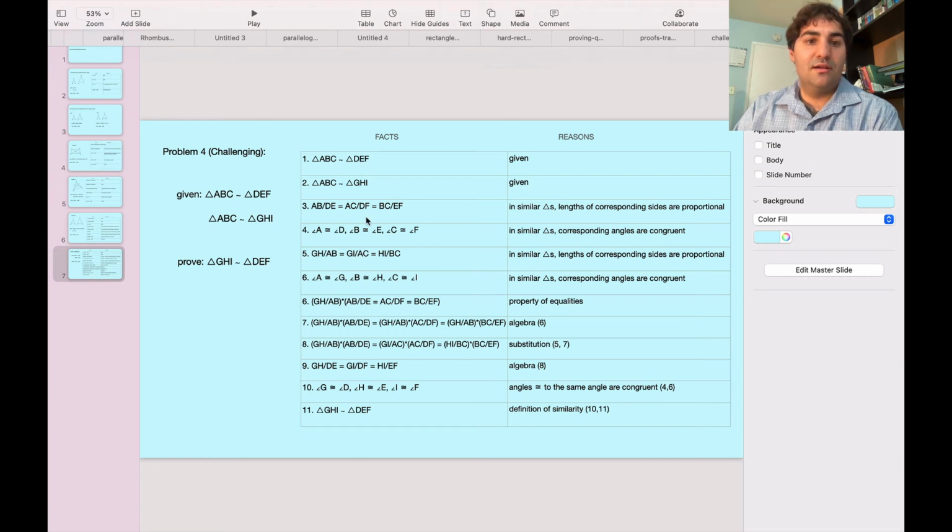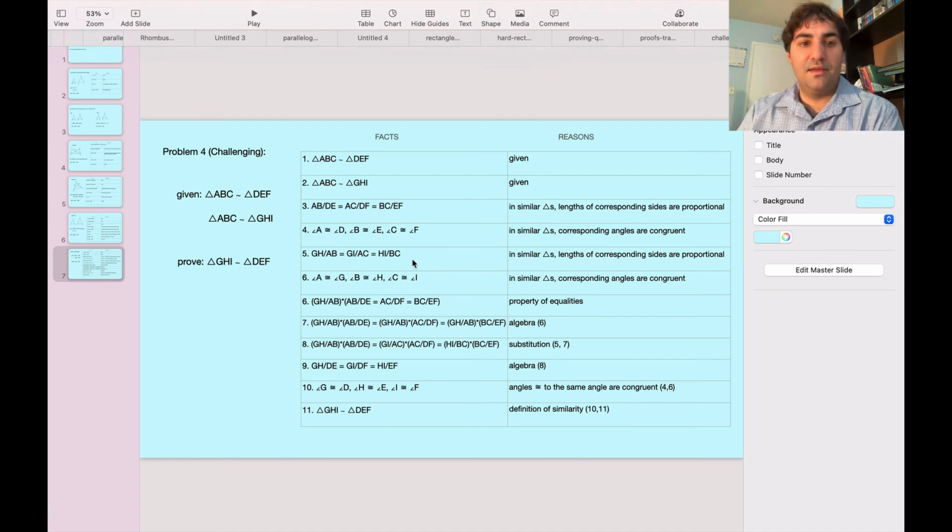I didn't draw the triangles, but this is why it's so important to make sure that you get the ordering right when you're dealing with triangles in either congruences or in similarities, right? Because they tell you all the information about corresponding sides and all that. And we also know that angle A is going to be congruent to angle D, angle B is going to be congruent to angle E, and angle C is going to be congruent to angle F, because in similar triangles, corresponding angles are congruent.